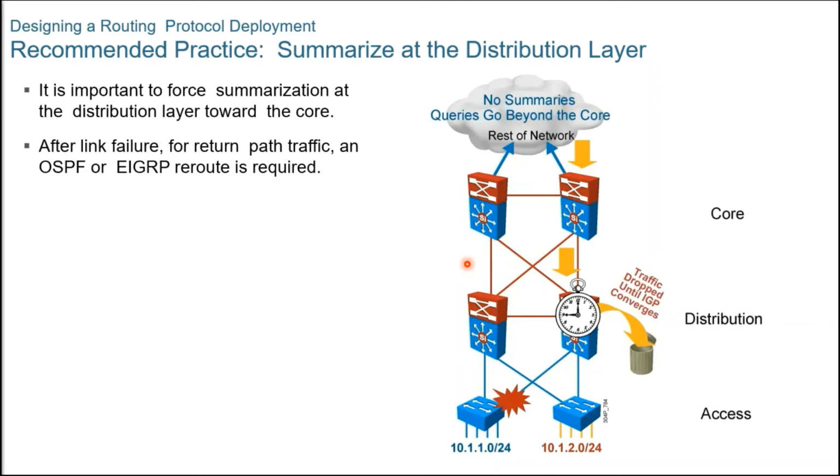Implementing summarization at the distribution layer optimizes the convergence process. For example, if a link to an access layer device goes down, return traffic to that device is dropped at the distribution layer until the routing protocol converges. Summarizing also limits the number of peers that an EIGRP router must query, or the number of LSAs that an OSPF router must process, which also reduces the convergence time.